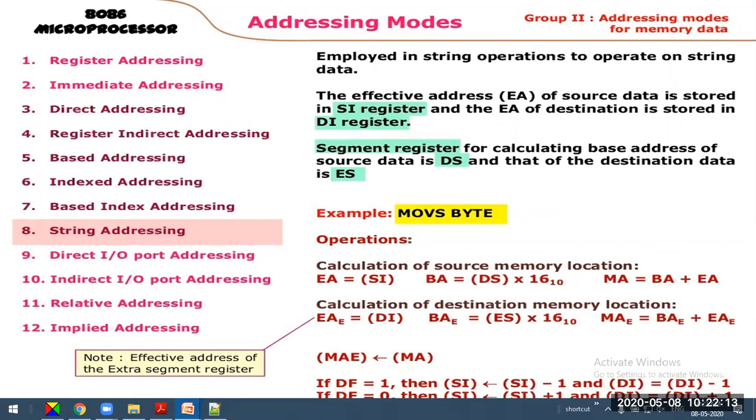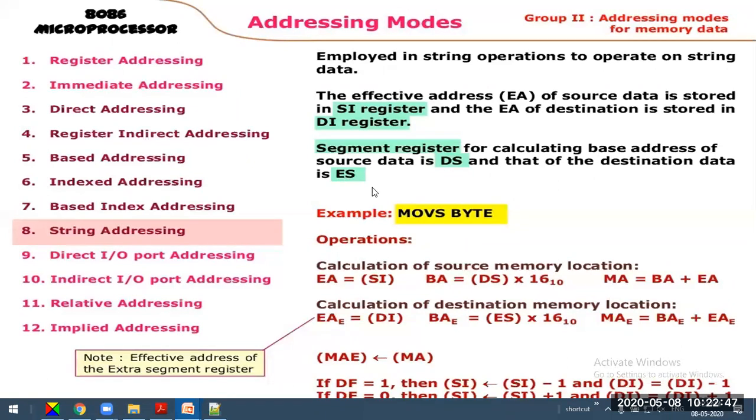Because we have to transfer the data from one location to another location, in such a case we require both the source index as well as destination index registers. The segment register for calculating the base address of source data is DS. So for string addressing mode, the base memory segment used is the data segment, and that of the destination data is the extra segment.